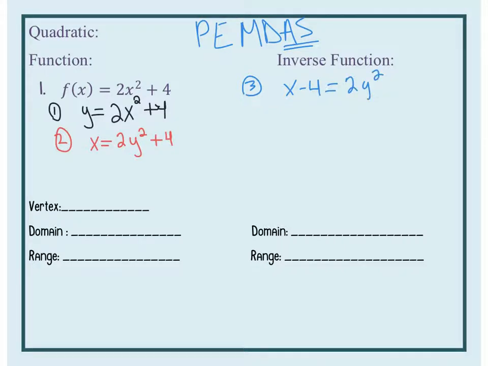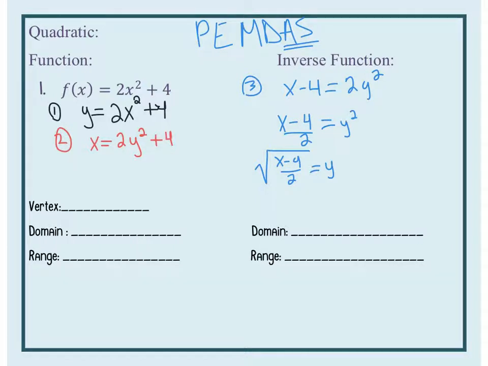Okay. Next step is divide by 2 on both sides. So x minus 4 over 2. The next step is take the square root of both sides. And when I take the square root of both sides, I then have y by itself.